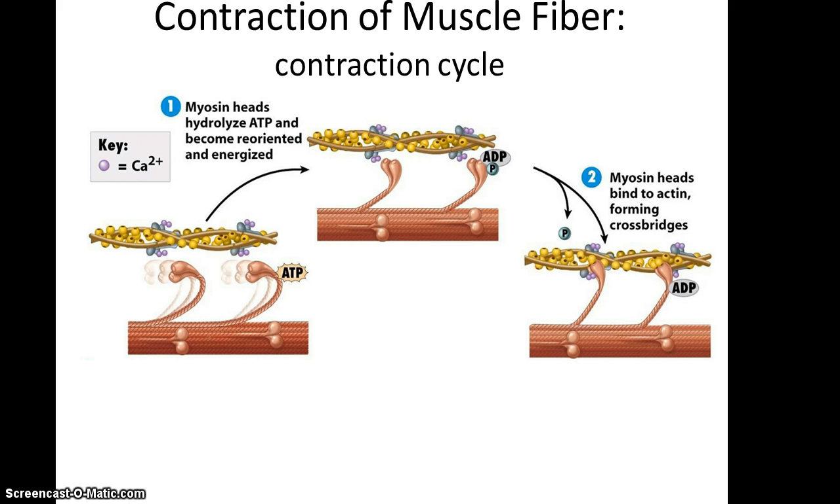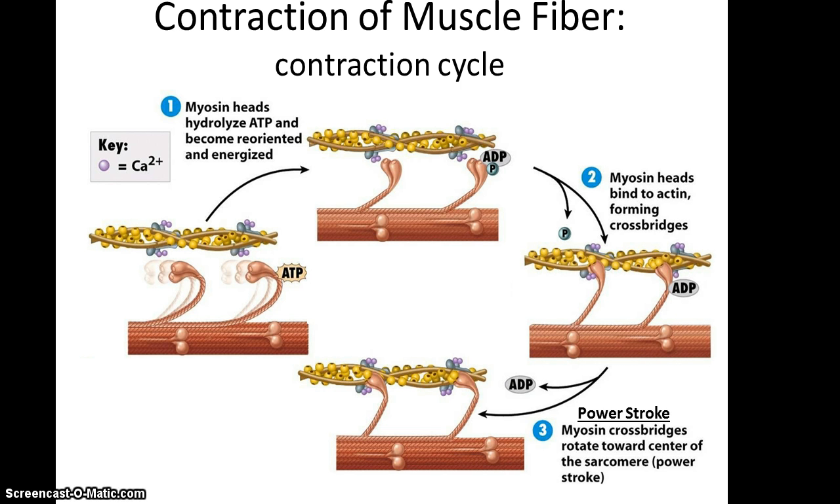In the next step, the myosin heads will bind to the actin in the thin filament. This forms a cross bridge. You now have a bridge between the thin filament and the thick filament. When this happens, the inorganic phosphate will be released from the myosin.